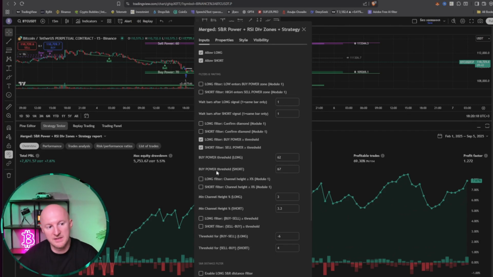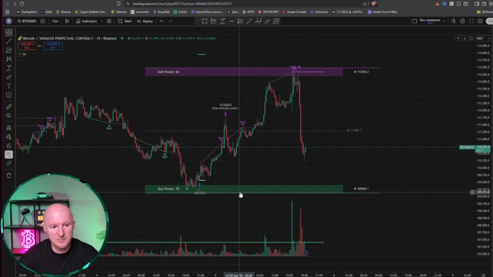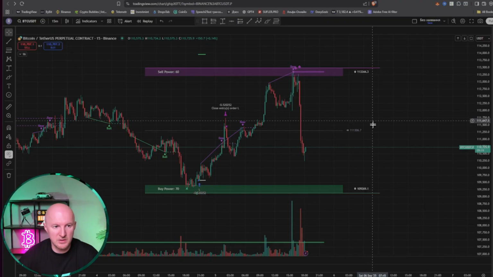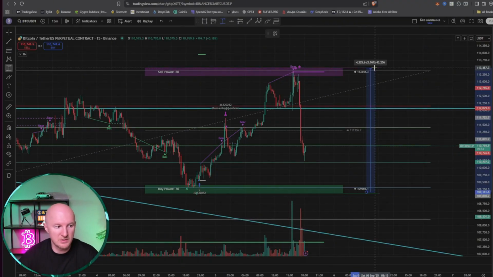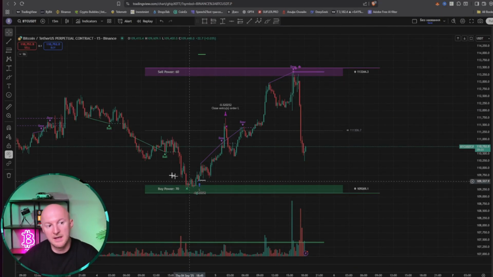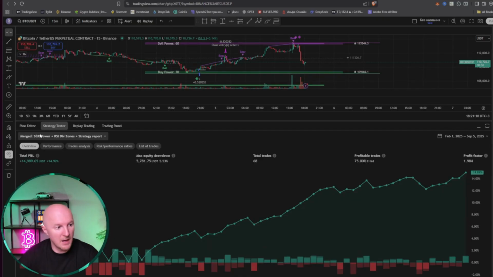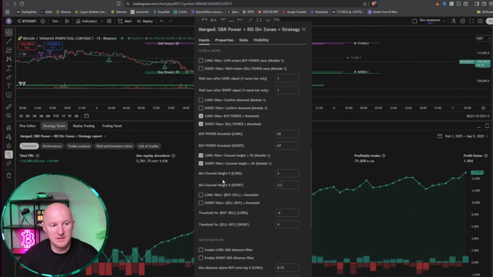And the next filter I suggest setting up and enabling is the channel height. So we enabled the channel height filter for both long and short. And now our equity curve looks even better, and we have a bit fewer trades. What does this mean? It means that if, for example, the channel height is less than 3%, well, right now in this channel, the height is 4%. If the height of this channel were lower, it would mean the market is flat and there's no point in entering.